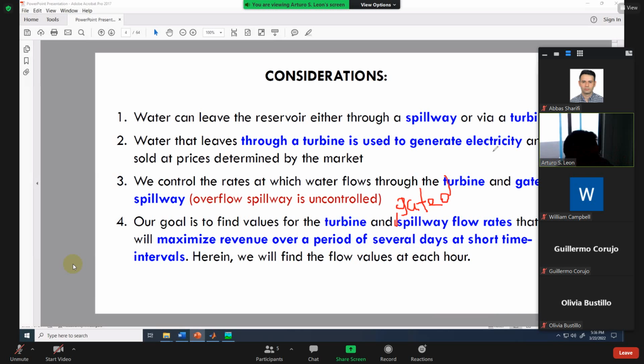Okay, guys, so we want to know what the flows should be, for example every 1 hour or every 30 minutes, for the next several days, for example, 1 week. I want to know what the flows are, starting today for the next week, in such a way that I can make more money by selling the power, by selling electricity. That's the main idea.